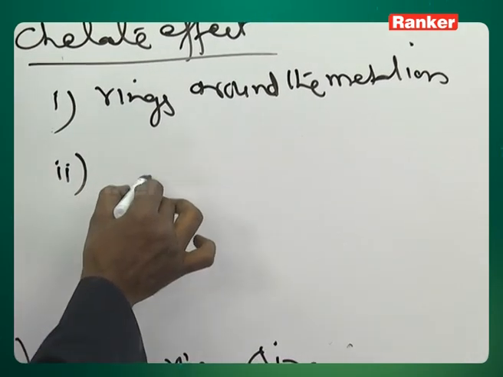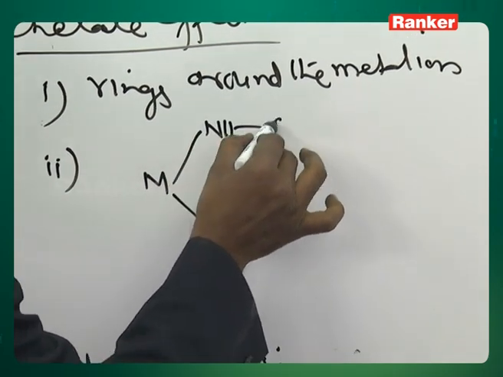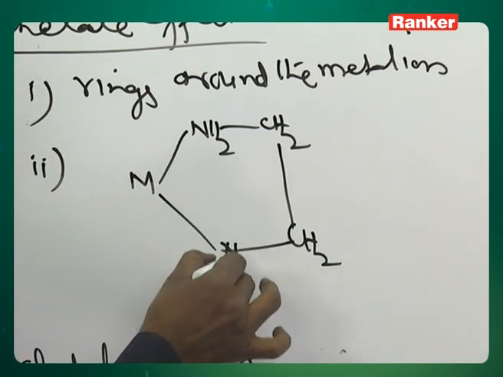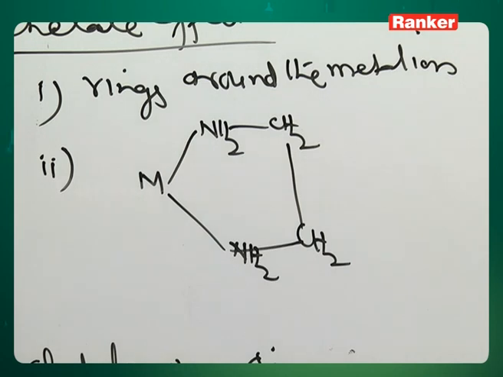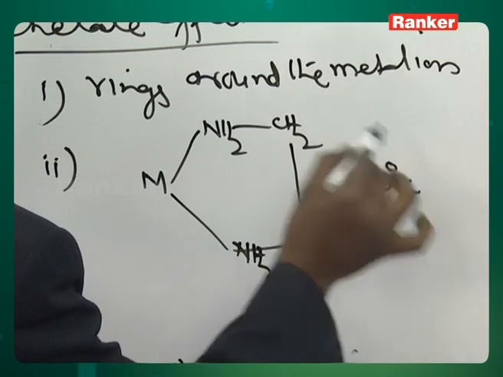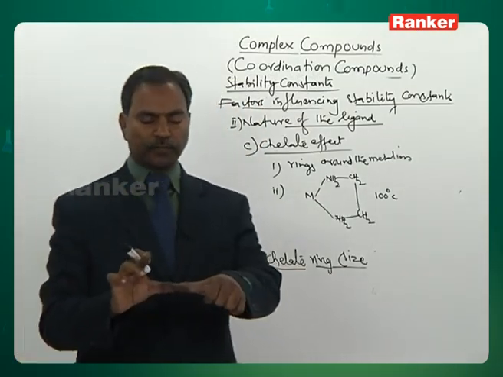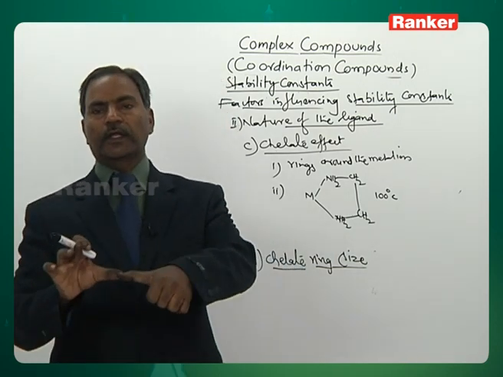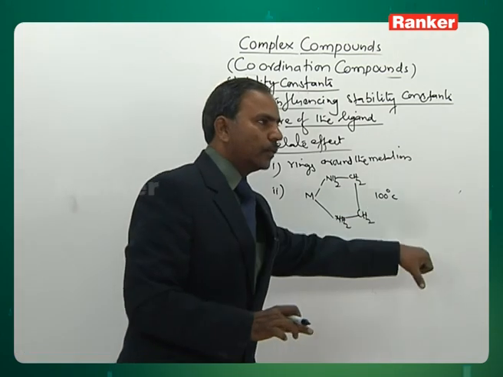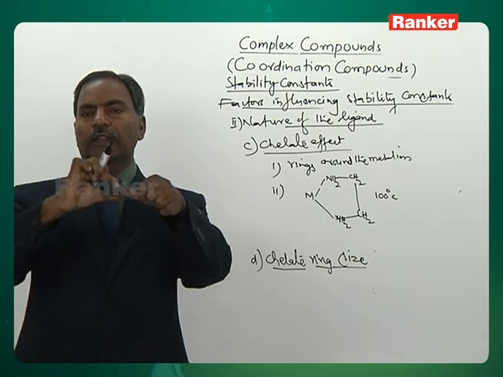Second one, metal to ligand, all the bonds may not be broken simultaneously. Now, suppose this particular complex you are heating to 100 degrees centigrade. Then one of the bonds is breaking, with the other bond still intact. So out of two bonds, one bond is breaking, the other bond is intact. Suppose you lower the temperature to 50 degrees. Then the broken bond will reform and we get the complex.